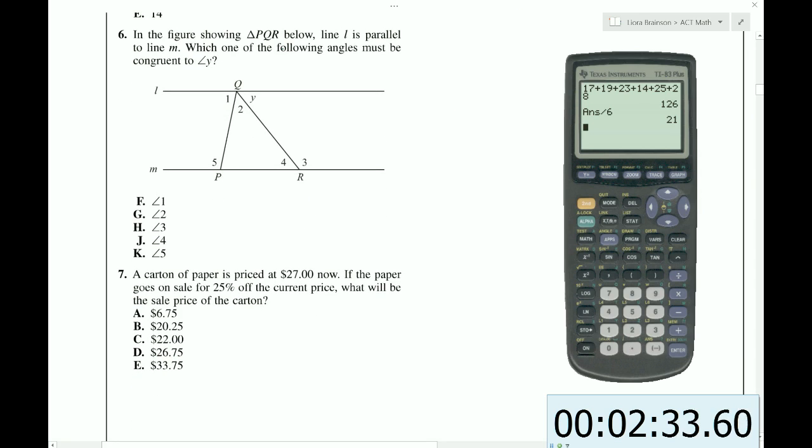In the figure below, line L is parallel to M. Which of the following angles must be congruent to Y? So they're setting up parallel lines cut by a transversal. So they're going to go for alternate interior, it looks like. So 4 and y would be equal, right?